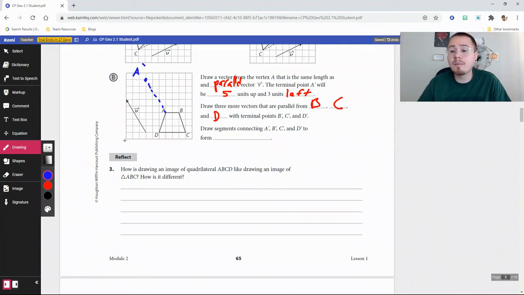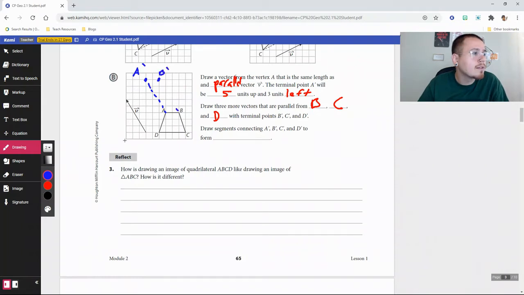Same thing for B. So from B to B prime, we're going to go up 5. 1, 2, 3, 4, 5. To the left. See, check your left if you're a loser or not. 1, 2, 3. Oh, I think I counted that wrong. 1, 2, 3, 4, 5. 1, 2, 3. There we go. It's going to take me to B prime.